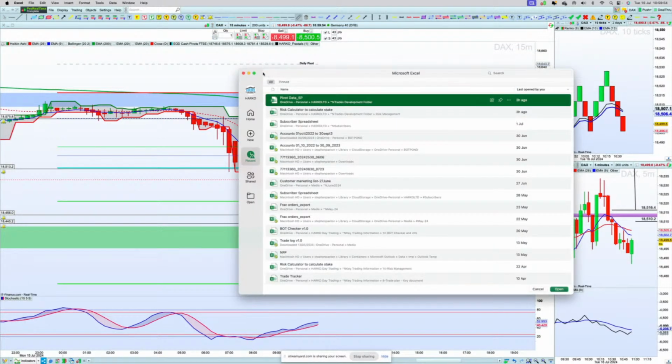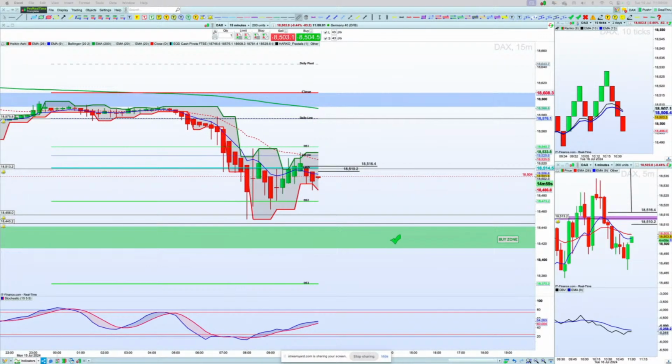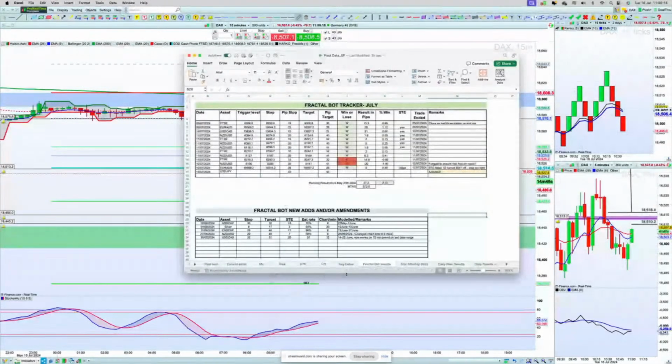And where's my? Have I deleted my pivots? I don't know why I deleted them. My pivot chart. Here we are. Ah, that's a fracas. Right, I'll actually cover that a little bit in a minute.